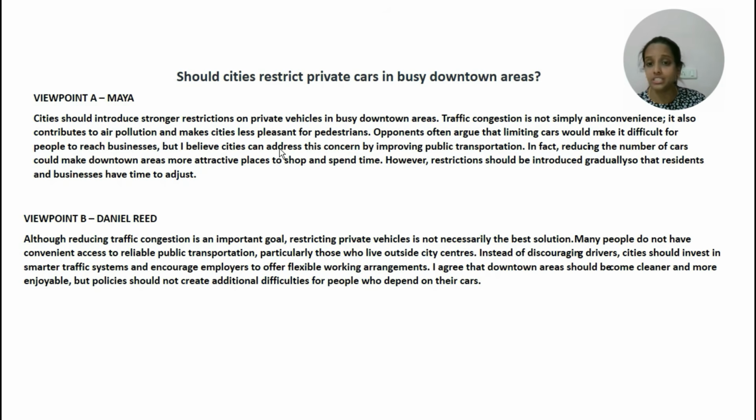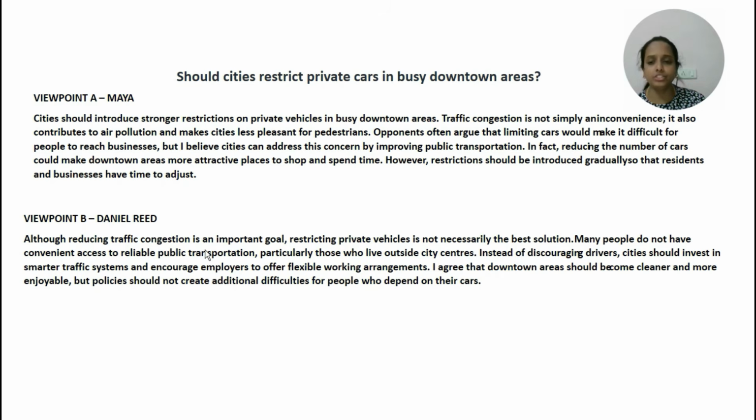But I believe cities can address this concern by improving public transportation. In fact, reducing the number of cars could make downtown areas more attractive places to shop and spend time. However, restrictions should be introduced gradually so that residents and businesses have time to adjust. Now, let's read Daniel's viewpoints.